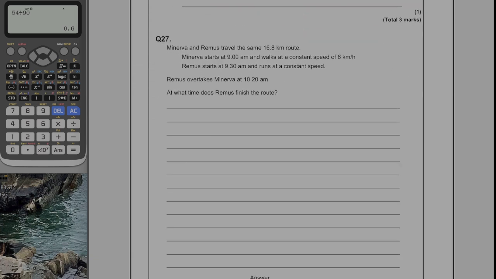Right, question 27. Maneva and Remus travel the same 16.8 kilometer route. Maneva starts at 9 a.m. and walks at a constant speed of 6 kilometers per hour. And Remus starts at 9:30 and runs at a constant speed. Remus overtakes Maneva at 10:20 a.m. At what time does Remus finish the route?